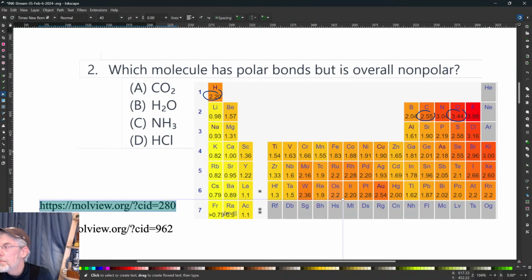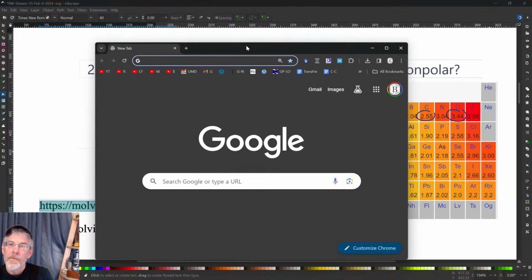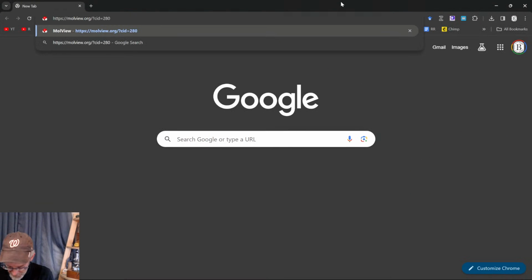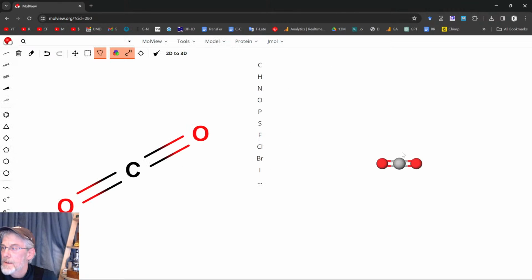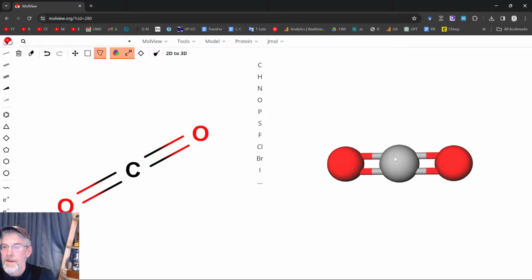molecule here. So I'm going to open up a browser. And we're going to look at right here. This is our molecule. So what ends up happening with this molecule right here is we have a polar bond. The bond right here is polar, but overall these are pulling in the opposite direction, so it's symmetrical. And because of that, this is the one that's not polar.